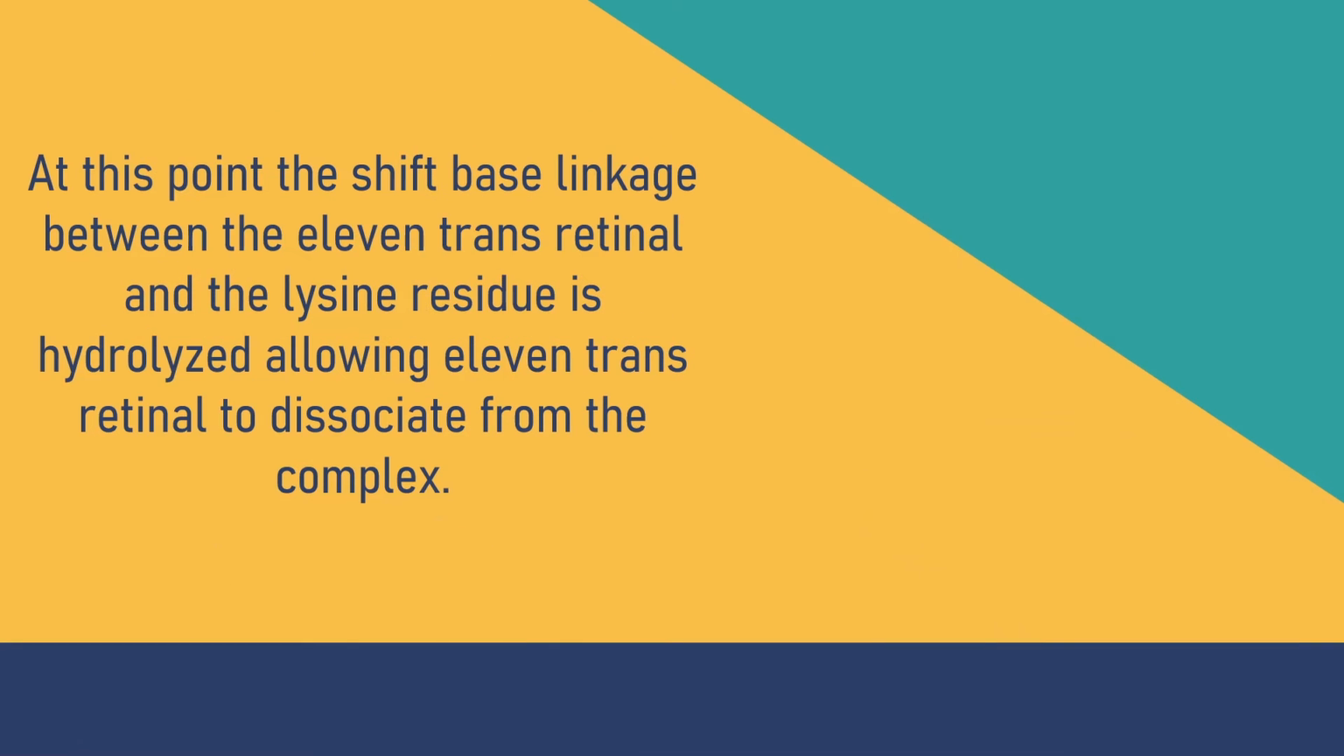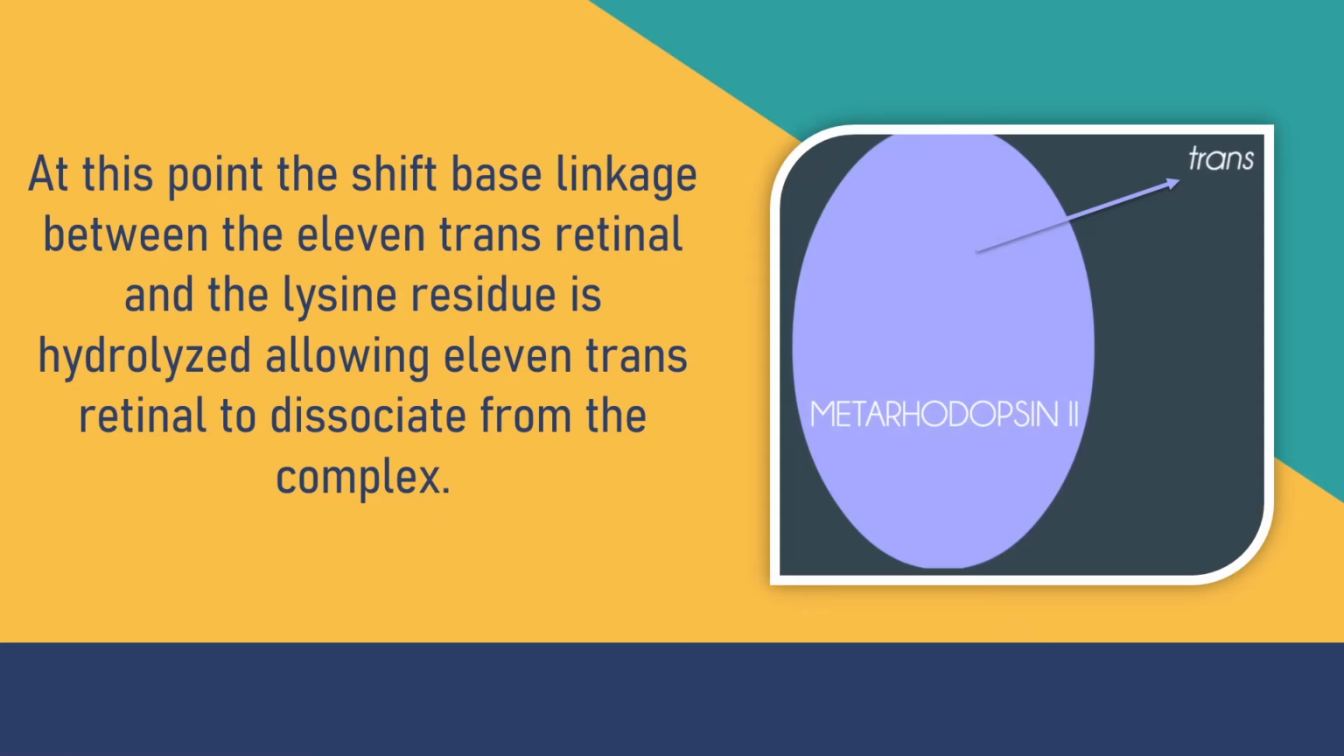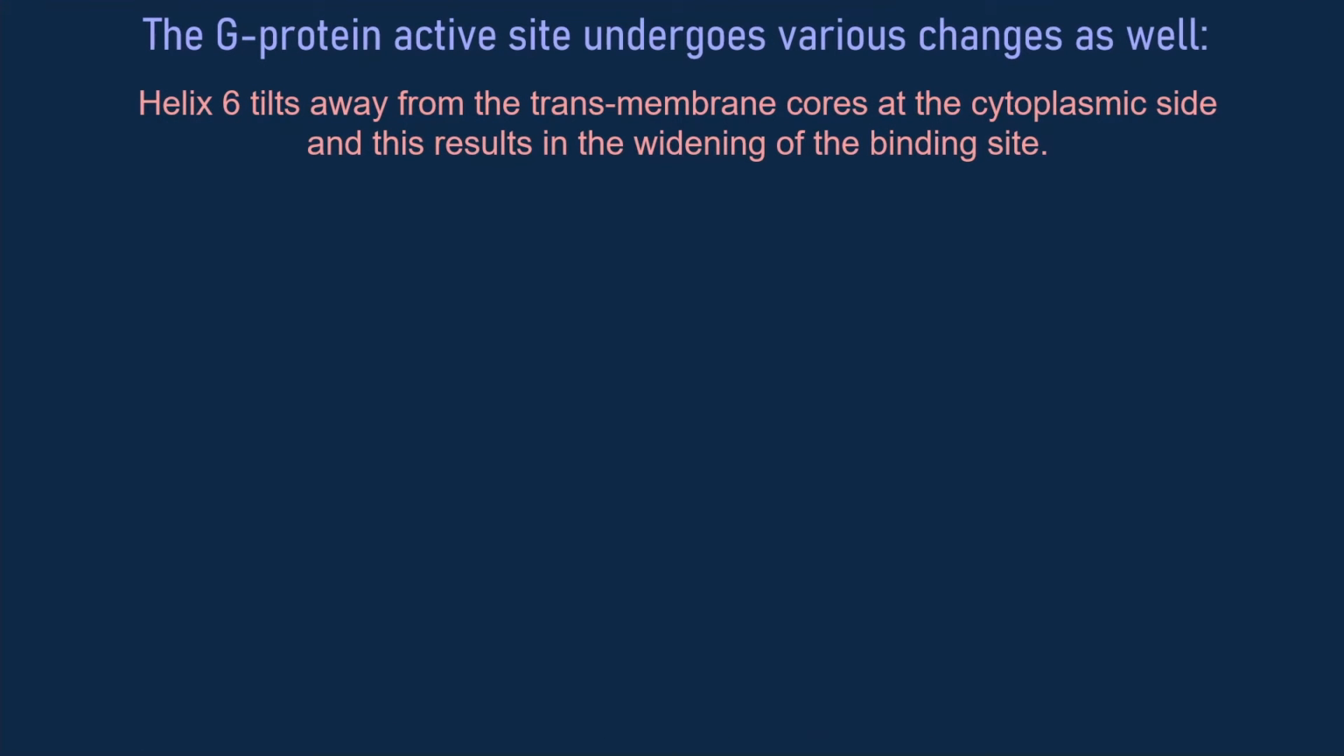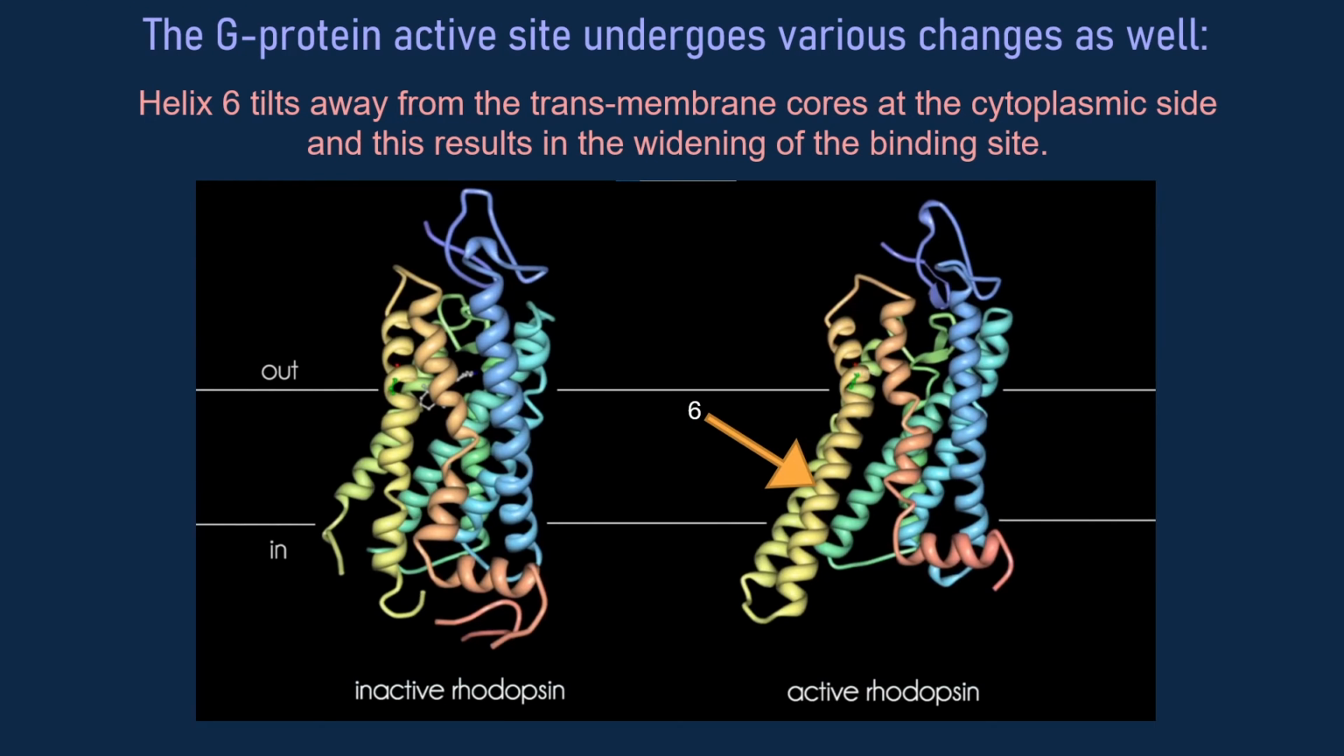At this point, the Schiff base linkage between the 11-trans-retinal and the lysine residue is hydrolyzed, allowing 11-trans-retinal to dissociate from the complex. The G protein active site undergoes various changes as well. Helix 6 tilts away from the transmembrane core at the cytoplasmic side, and this results in the widening of the binding site.